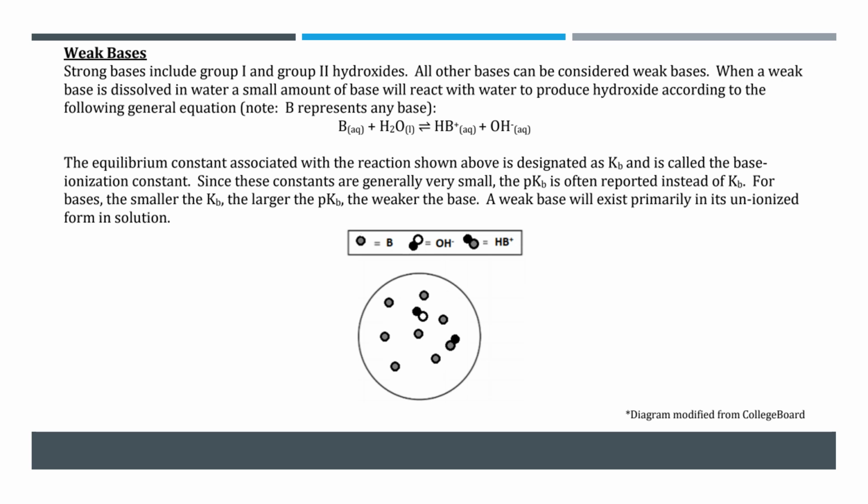Weak bases. So remember that your strong bases are your group 1 and group 2 hydroxides. So lithium, strontium, calcium, all that. All other bases are considered weak. So when it's weak, only a small amount of the base will react with water to produce hydroxide. Again, it's the same concept as with acids, just with bases.